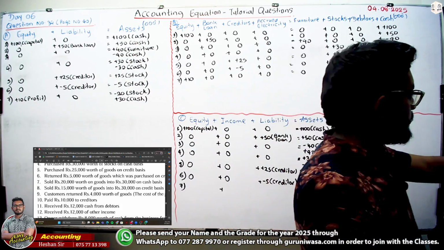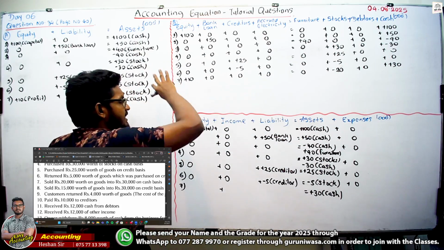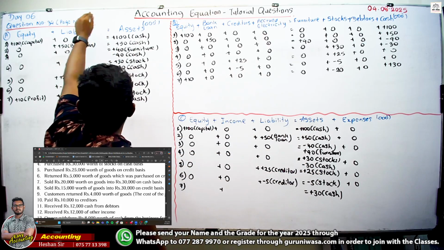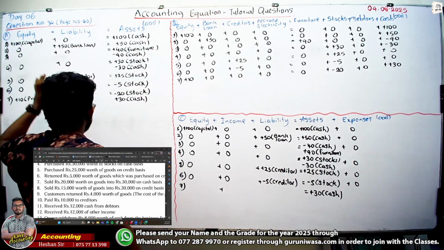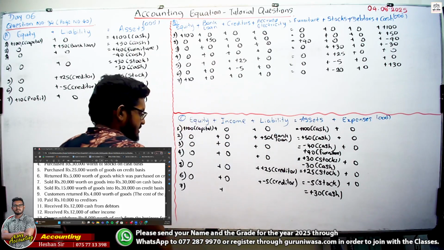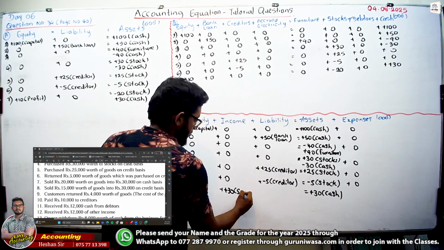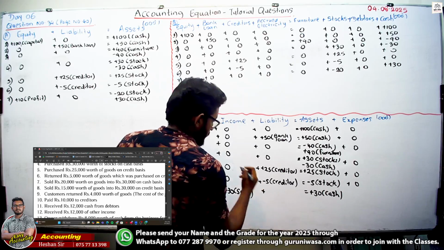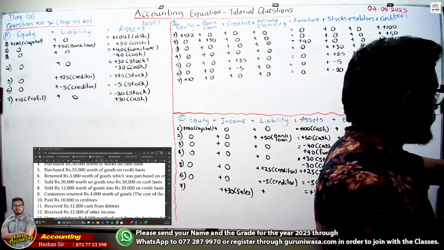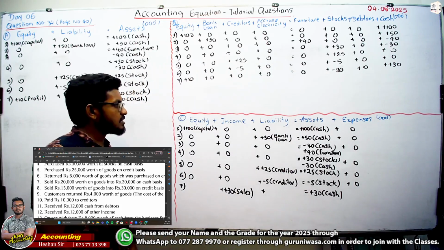Just remember, in this formula we have taken income and expenses outside. Here, income and expenses also come under equity. Understood? If we take income and expenses outside, sales we need to consider as income. Sales, just remember. Hope you can hear me, right?